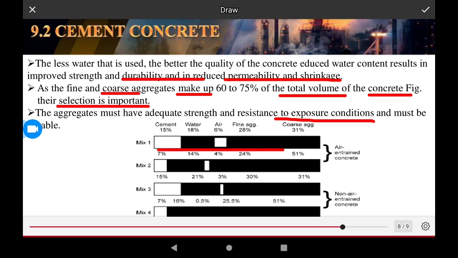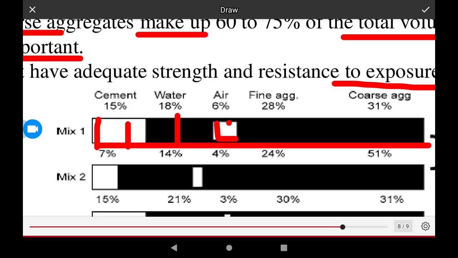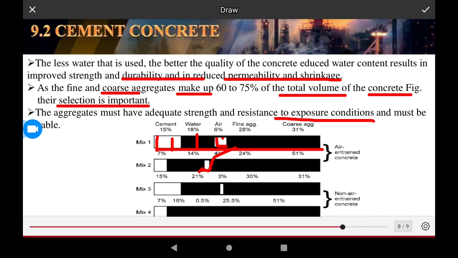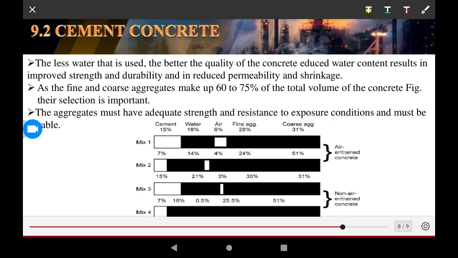The first mixture composition is 15% cement, 18% water and 6% air, with fine aggregate 28% and coarse aggregate 31%. The second mixture is 7% cement, 14% water, 4% air, fine aggregate 24% and coarse aggregate 51%.